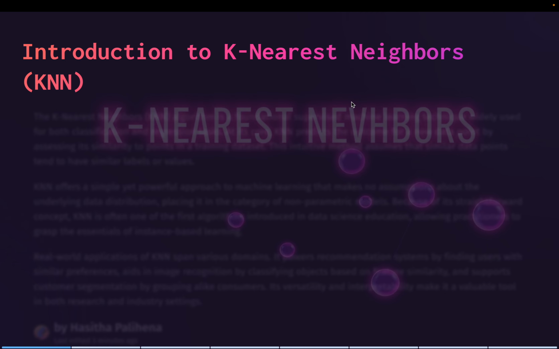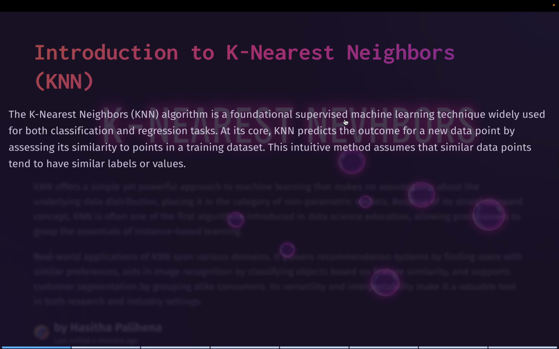Introduction to K nearest neighbors, KNN. So let's talk about KNN. The K nearest neighbors algorithm is a foundational supervised machine learning technique widely used for both classification and regression tasks. At its core, KNN predicts the outcome for a new data point by assessing its similarity to points in a training dataset.